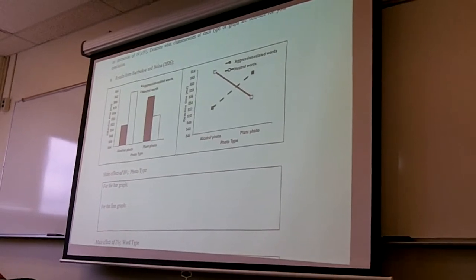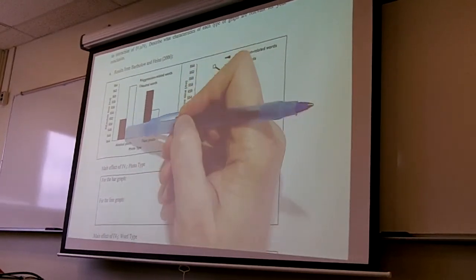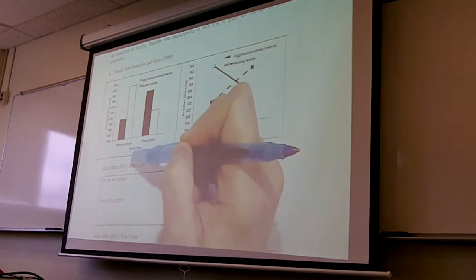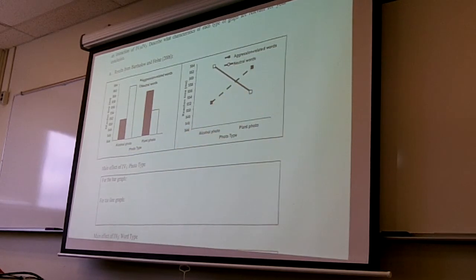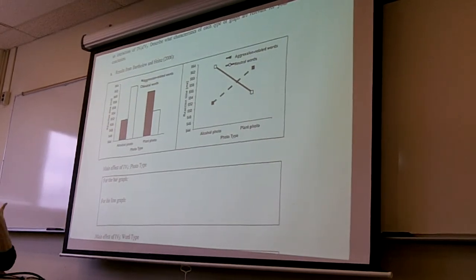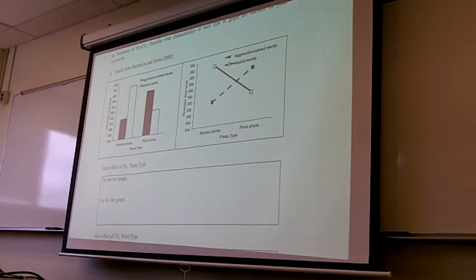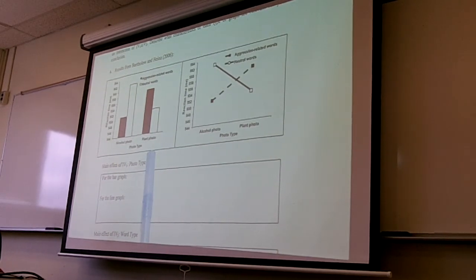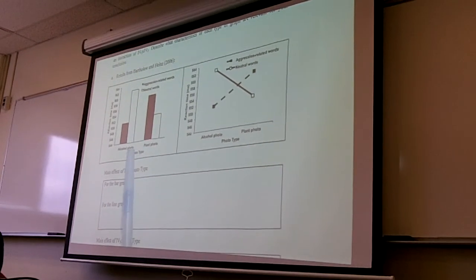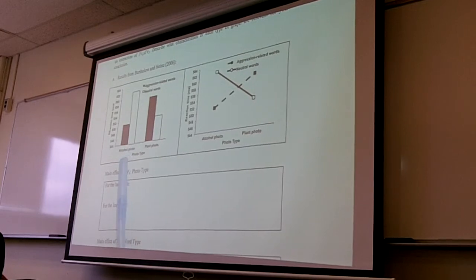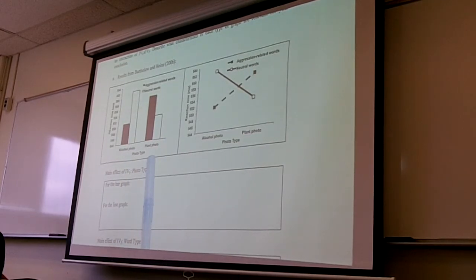Well, we're not doing direction or distance yet. What we're looking at is, if I'm looking at phototype and I want to figure out if there's a main effect of phototype, what two groups of subjects am I comparing? The subjects who saw the alcohol-related photos and the subjects who saw the plant-related photos, right? I want to know if there's a difference between the scores for people who saw alcohol photos and the scores for people who saw plant photos.